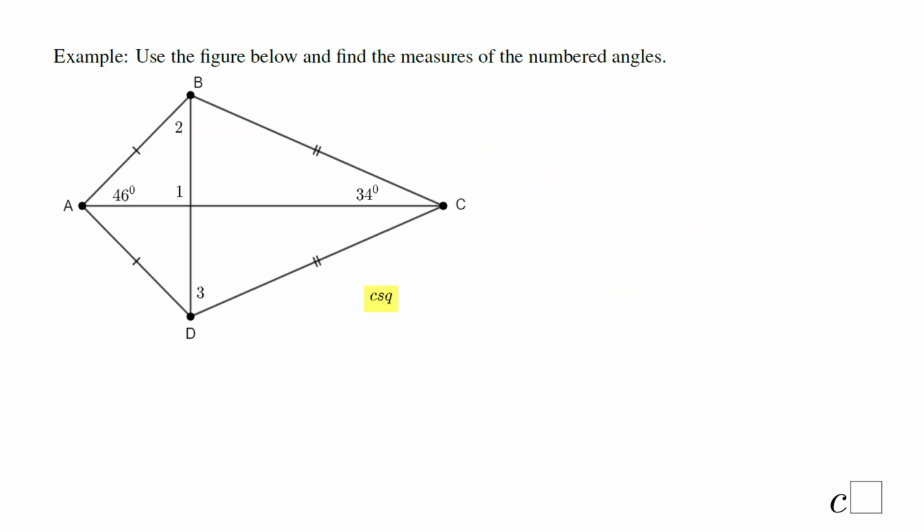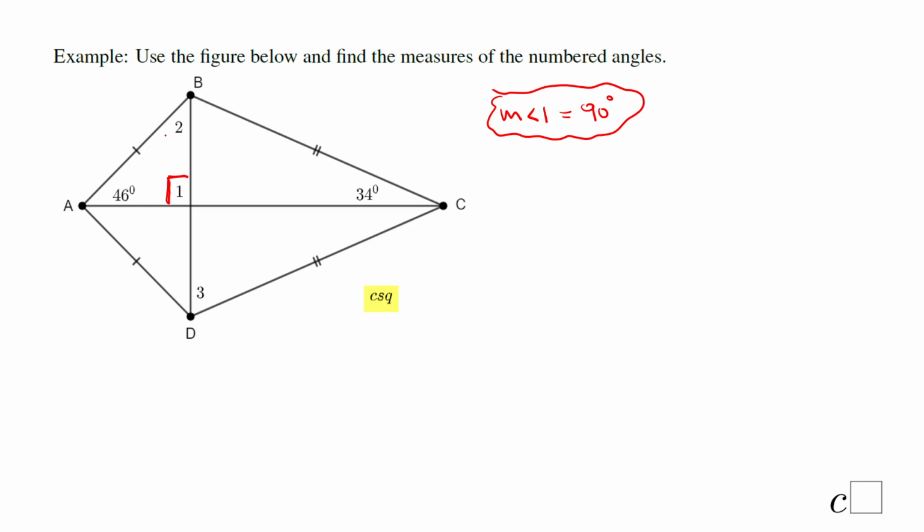On the second example, we still have a kite. We can notice these two congruent sides, the other two congruent sides, and the opposite sides are not congruent. So we have a kite. We need to find the measures of the numbered angles. Angle 1, the first one here, is a 90-degree angle. Remember, the diagonals of a kite are perpendicular, the same property as a rhombus or square. So angle 1, very simple, 90 degrees.